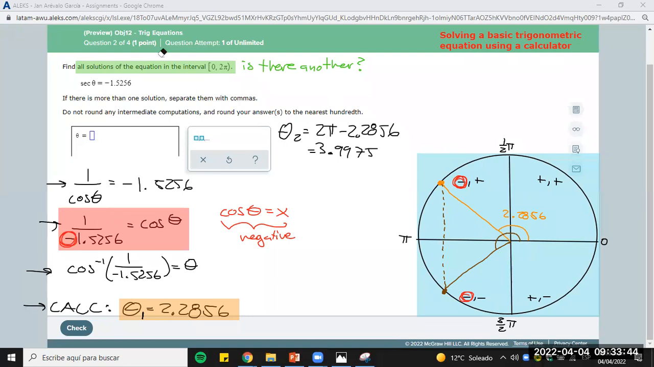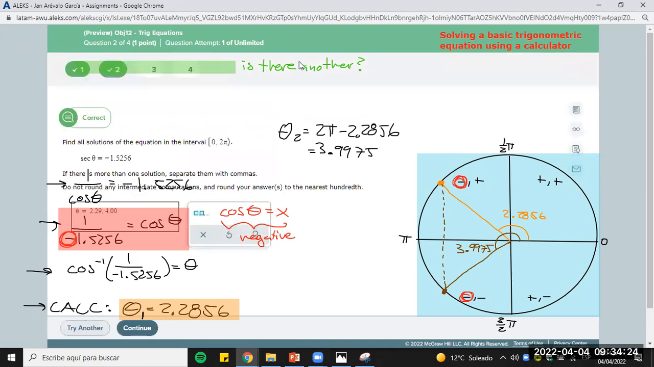That means that this angle 3.9975 is another angle that accomplishes what they are asking. So two solutions rounded to the nearest hundredth: the first one will be 2.29 and the other one will be 4.00, right? All of this is in radians. All right, check. Thank you.